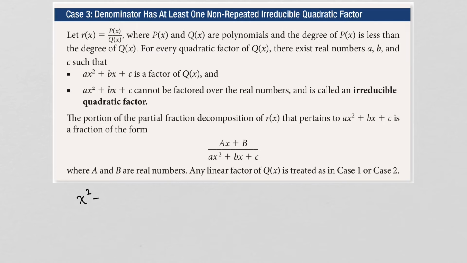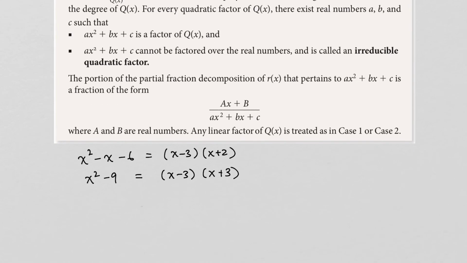If I give you x squared minus x minus 6, this is reducible because we can factor it into x minus 3 times x plus 2. If I give you x squared minus 9, this is reducible because we can factor that into x minus 3 times x plus 3. And even if I give you x squared minus 5, this is also reducible because you can factor it into x minus radical 5 and x plus radical 5, right?